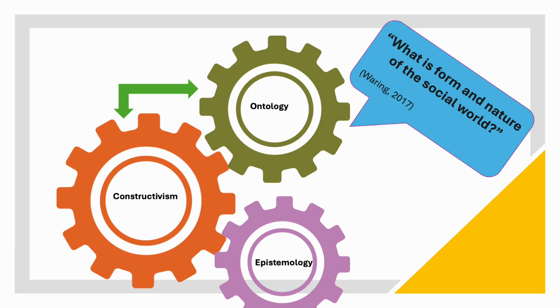Now let's look at the first gear, ontology. Ontology is the study of being. According to Michael Warren, the first question as researchers we should ask is, what is the form and nature of the social world? Under constructivism, reality is understood as a dynamic construct molded by our individual experiences and interpretations. Reality, existence, or truth isn't all-encompassing. People build their understandings based on their values and how they make sense of the world they live in.